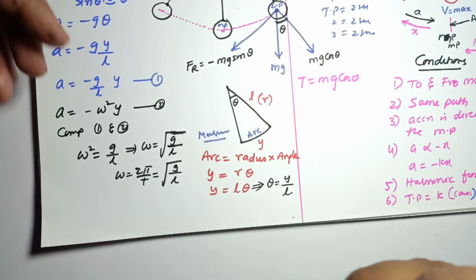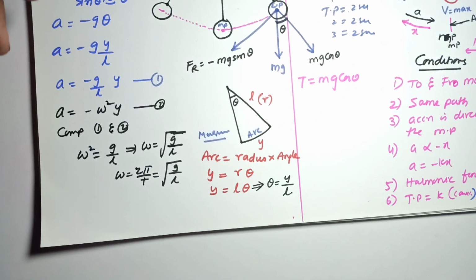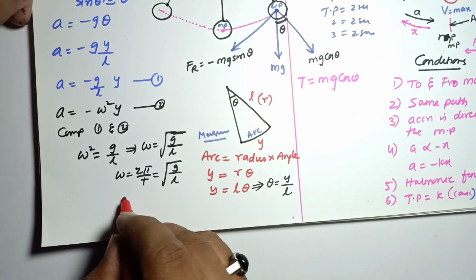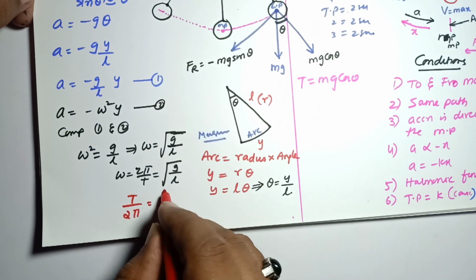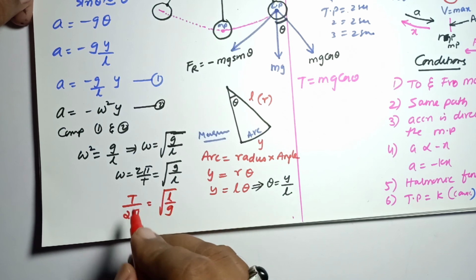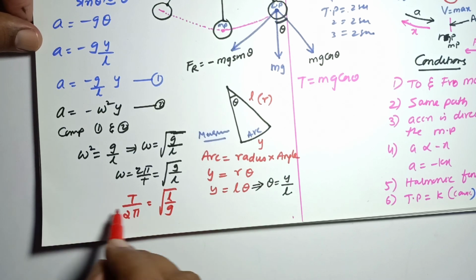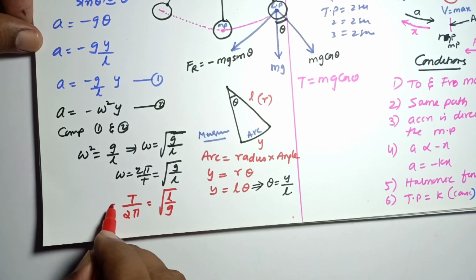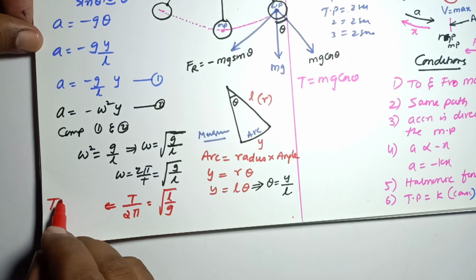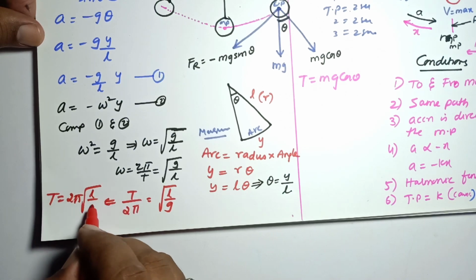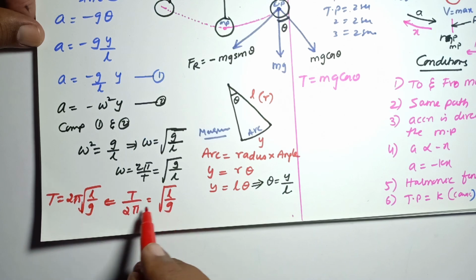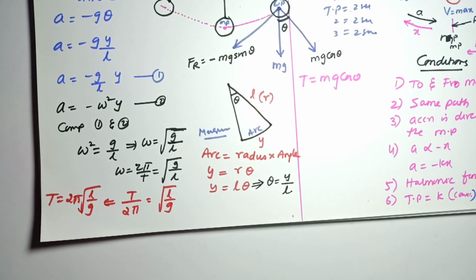Okay. So if you take root of g by L, then what are you going to get here? The time period. Let me take the reciprocal of this. You will write T by 2 pi is equal to root of L by g here. So this implies that this can be written like this: T is equal to 2 pi root of L by g. T is equal to 2 pi root of L by g.